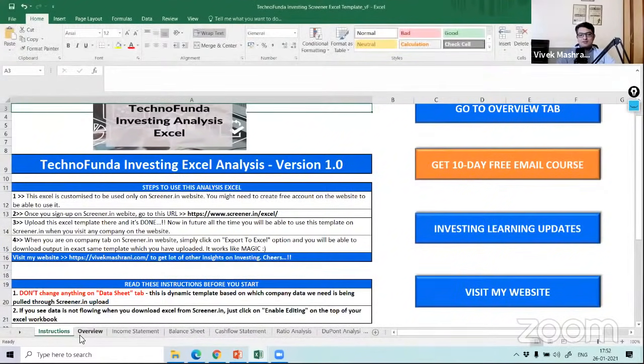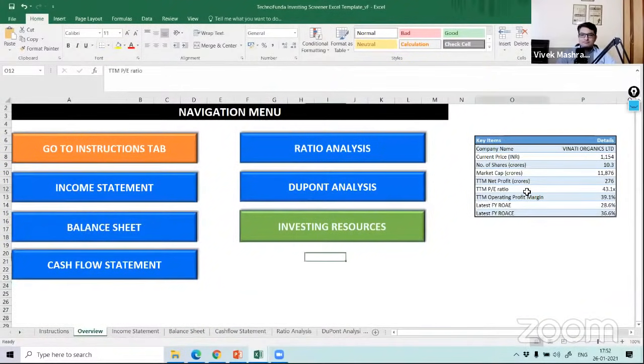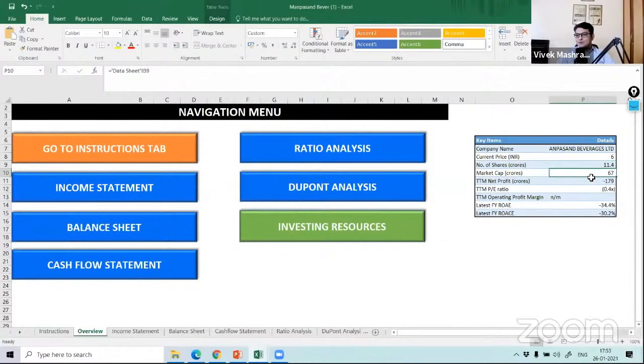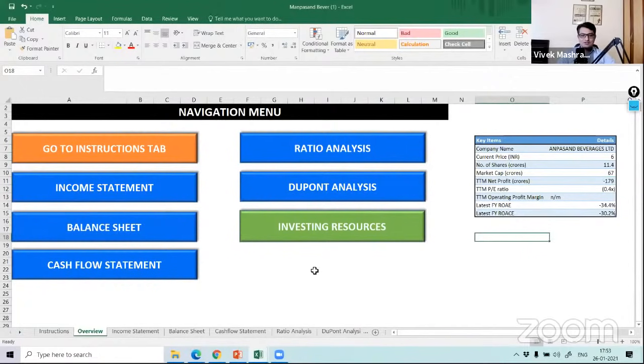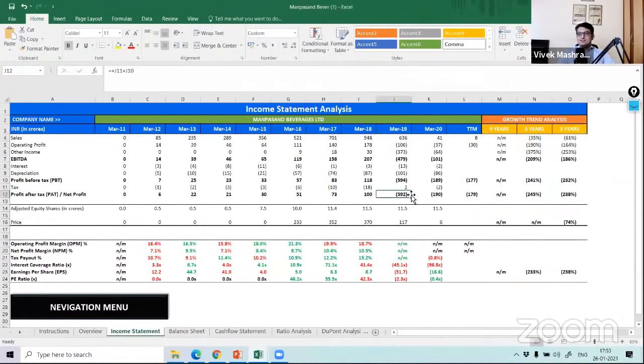So let's take the Manpasand overview. Oops. Okay, I've gone to a different tab. Yeah, this is the one. So this is Manpasand Beverages, current price 6 rupees, number of shares 11.4, market cap 67, and net profit negative. So it's making losses. So just from the glance, let's repeat the steps we discussed.